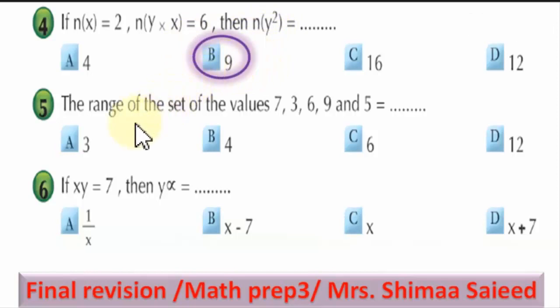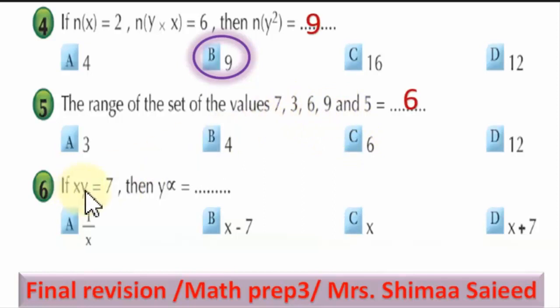The range of the set of values 7, 3, 6, 9, and 5 is the greatest value minus the smallest value. 9 minus 3 equals 6.